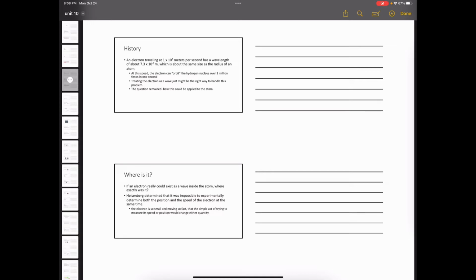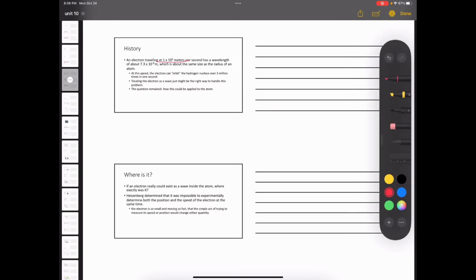When it comes to the electron, it travels at a really, magnificently high speed, 1 times 10 to the power 5 meters per second. It has a wavelength of 7.3 times 10 to the power negative 9 meter. This wavelength is about the same size as the radius of the atom. With this high speed, the electron can orbit the hydrogen nucleus over 3 million times in 1 second. So you can imagine how fast the electron is going.